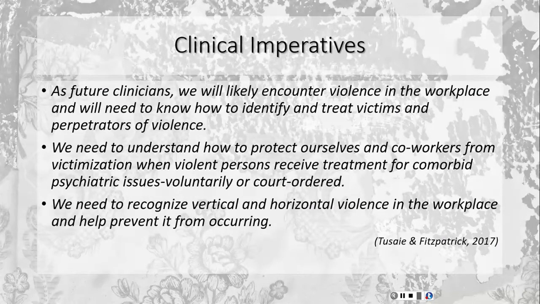We're also going to need to understand how to protect ourselves and our coworkers from victimization when violent persons who are receiving treatment are voluntarily or court-ordered for comorbid psychiatric issues. We're also going to need to recognize vertical and horizontal violence in the workplace and help prevent it from occurring.